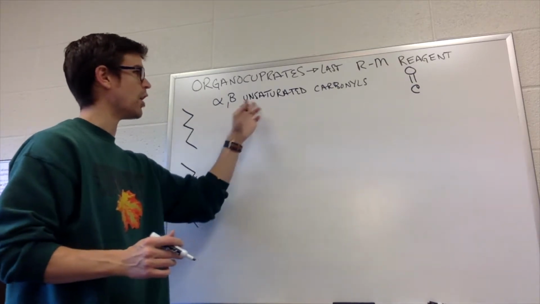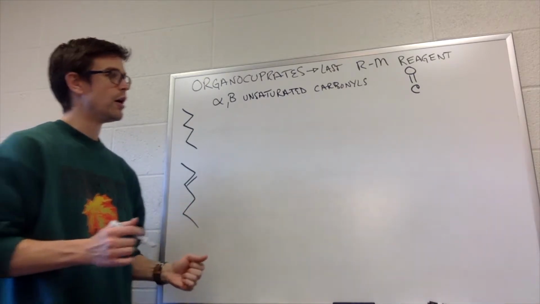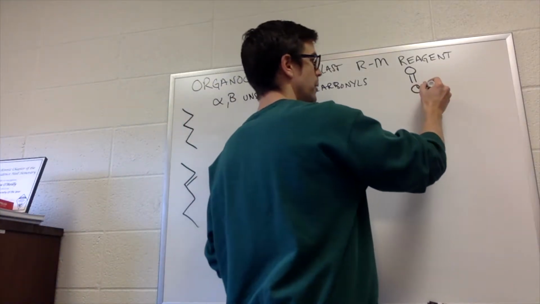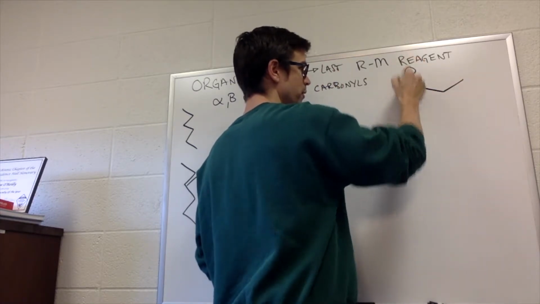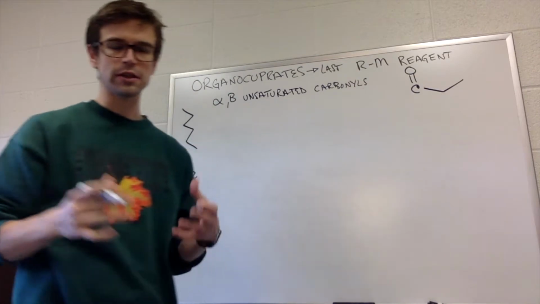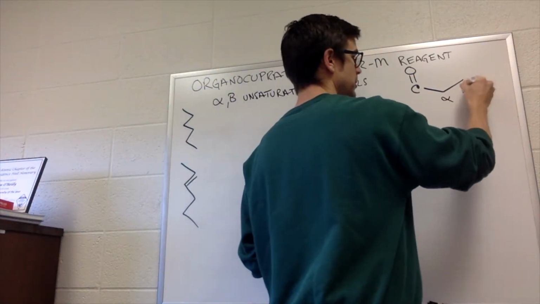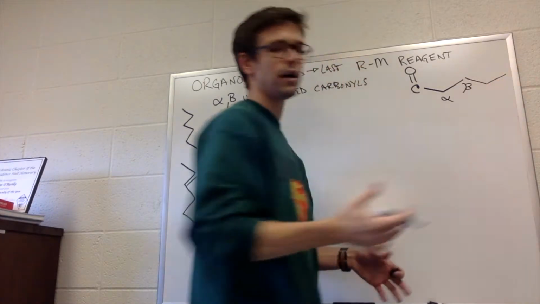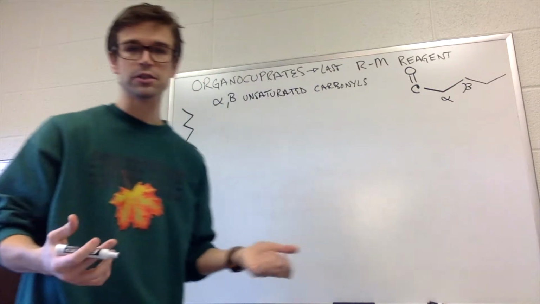So what does it mean if it's alpha beta unsaturated? Well, what does alpha and beta mean? So again, alpha beta refers to positions away from the functional group. So if this ketone is our functional group, that's our carbonyl, this would be the alpha position, this would be the beta position. And not that we need to go any further, but this would technically be the gamma and the delta position.